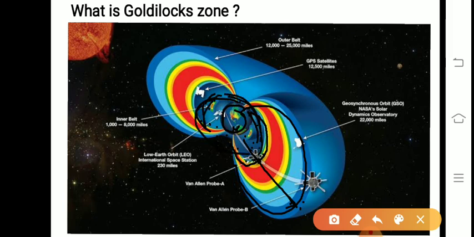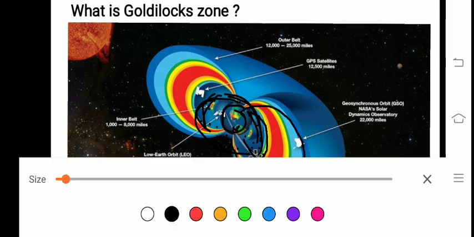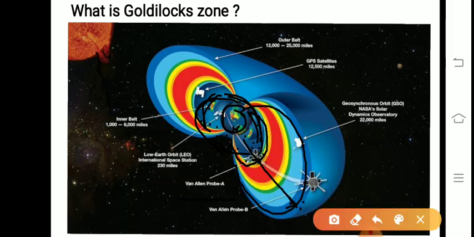Now the next question is, what creates this belt? This belt is basically created by, or formed by, the solar wind. This belt is made up of charged particles, and it protects our atmosphere from harmful radiation of other planetary bodies or space objects. In that way our atmosphere gets protected.